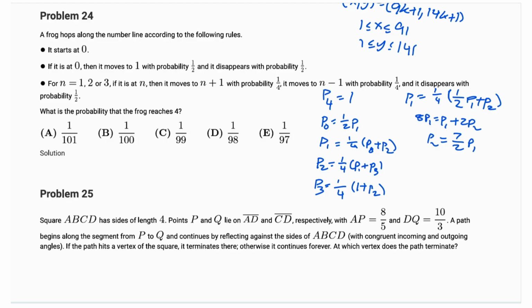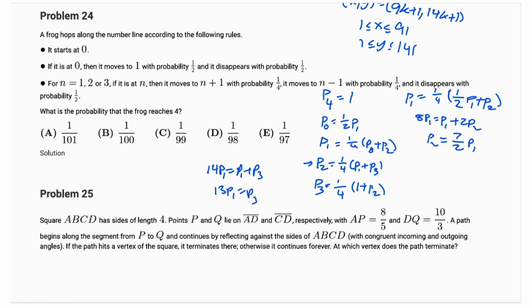And now we use the same thing in this equation. So P2 is equal to 1/4 times P1 plus P3. I guess we can multiply both sides by 4 first. So 4P2 is equal to P1 plus P3. And then 4P2 would be equal to 14P1. And so this is equal to P1 plus P3. And so 13P1 is equal to P3.